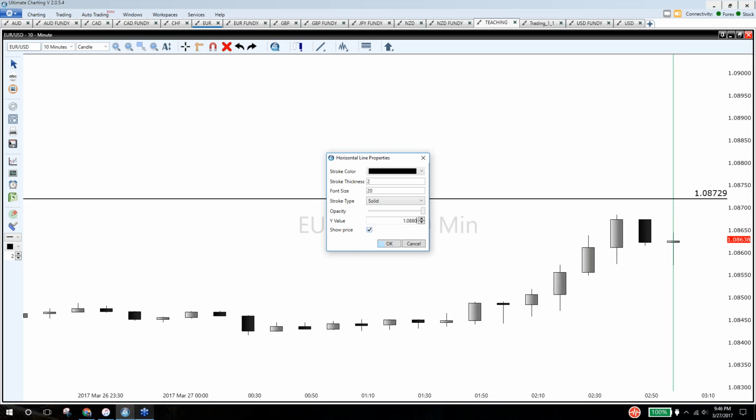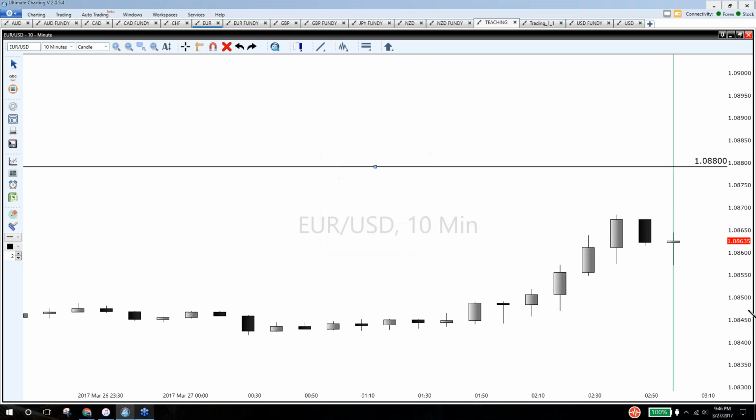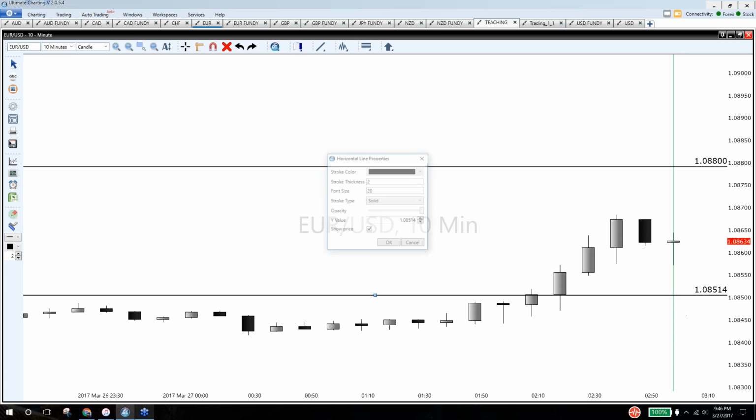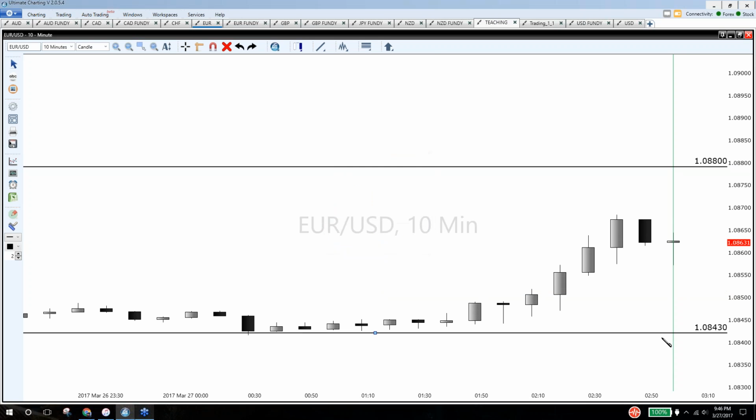1.0880. And 15 pips below the low of 5.8, we're going to go down to 4.3. 1.0843. Okay, these are my pending entry prices. Any questions on this so far? This is my entry buy stop. Entry sell stop.